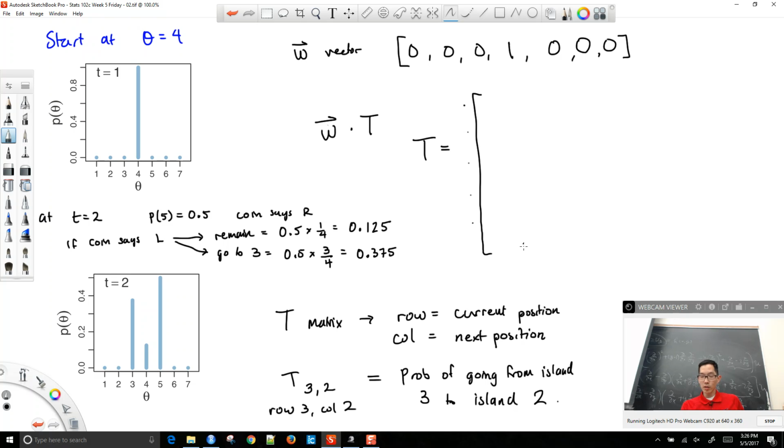So right now, it's just the probability of going from island 4. If I'm currently at island 4, this will be row 4, and we can talk about columns 1, 2, 3. From island 4, I cannot go to columns 1 and 2, or islands 1 and 2, so those probabilities will be 0. But from island 4, what is the probability I end up going to island 3?